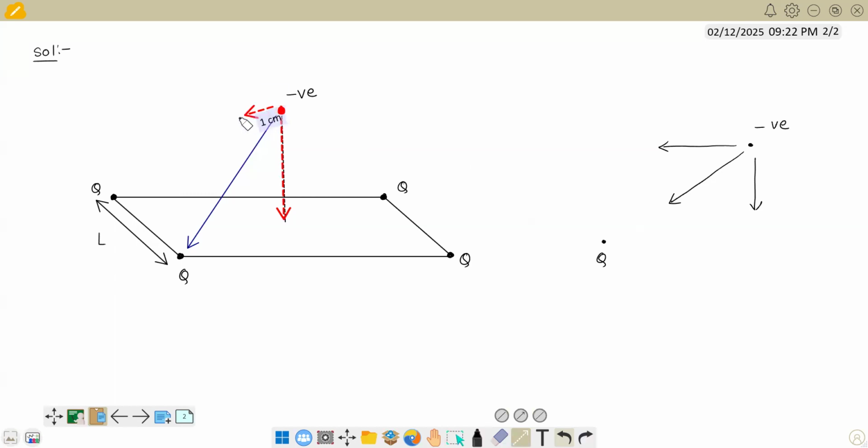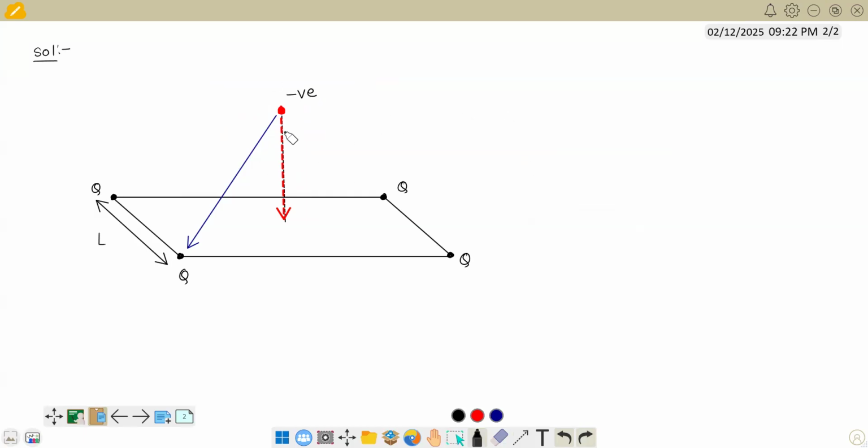Whatever horizontal components are present because of this one, this one, this one and this one, all the four horizontal components would be perfectly against each other, and all the vertical components, because of this charge and because of the last charge, would add to each other, and all the parallel components would cancel each other. So I hope you are able to imagine what is happening in this problem.